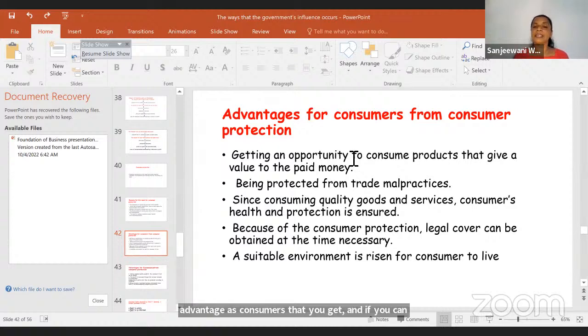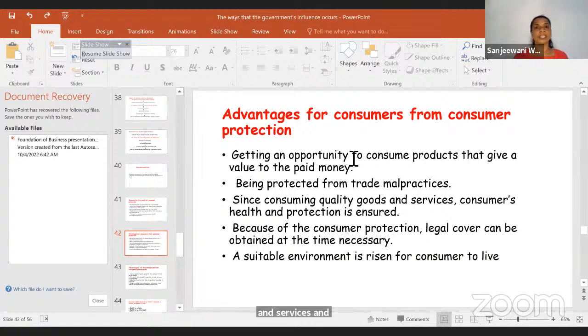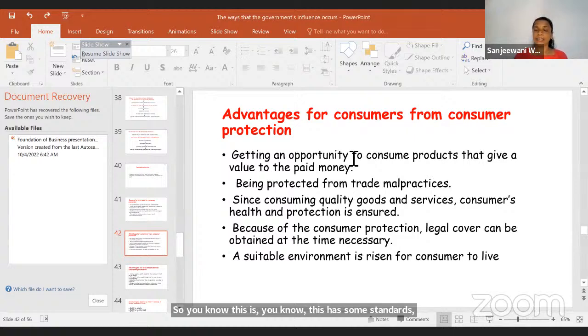And since you are consuming quality goods and services, consumers' health and protection is also ensured, as these have some standards so that you're protected. Then, because of consumer protection, legal cover is obtained, right? That is also an advantage. And a suitable environment is there for consumers to live in because you are protected.